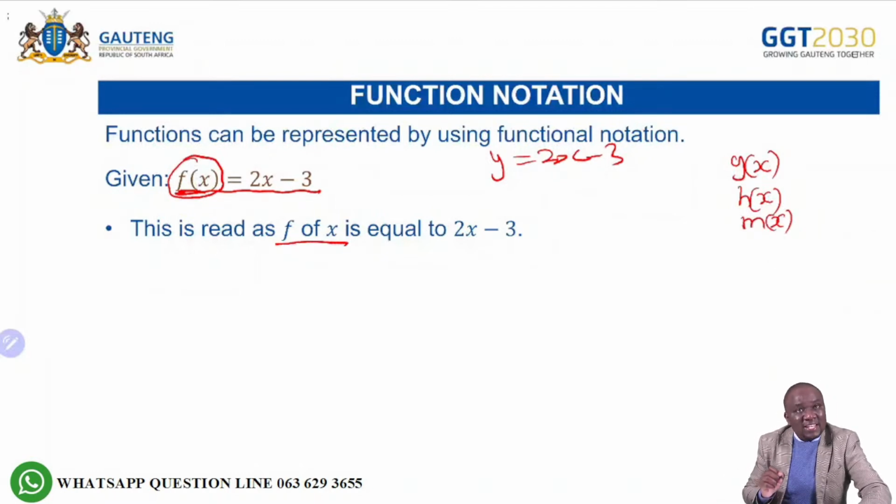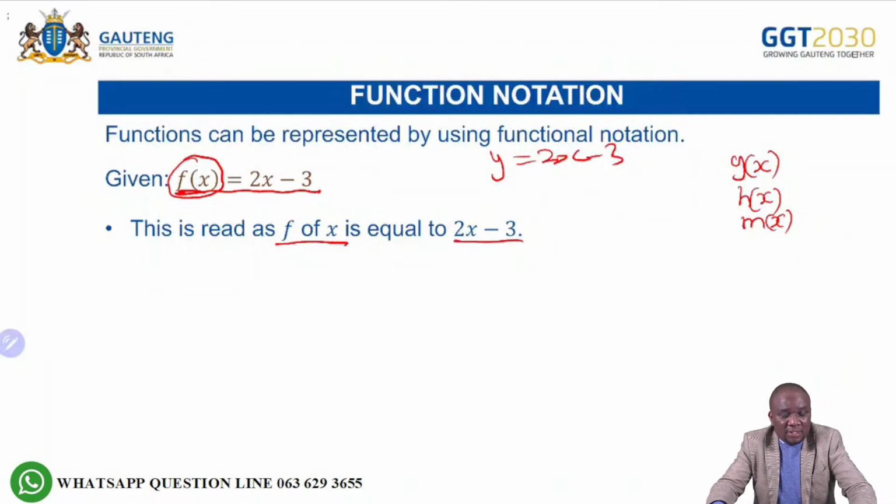So it is read as f of x is equal to 2x minus 3. That's how you read it. Don't say fx is equal to 2x minus 3. No. F of x is equal to 2x minus 3.